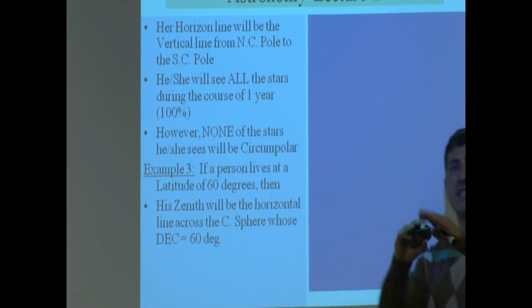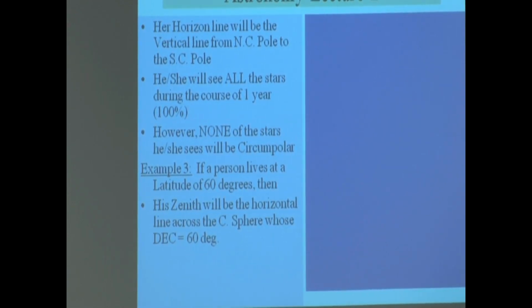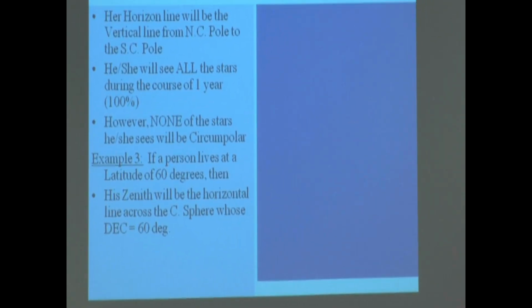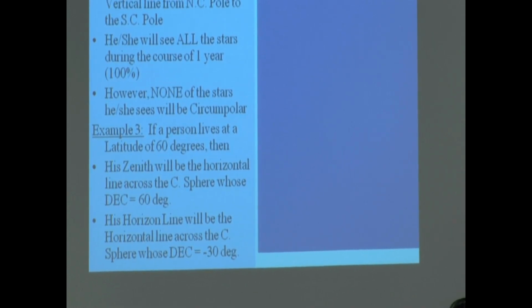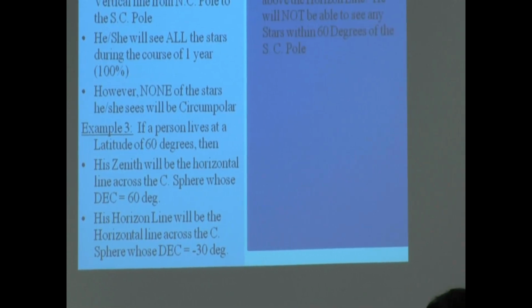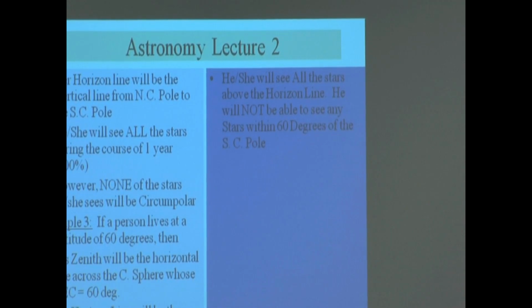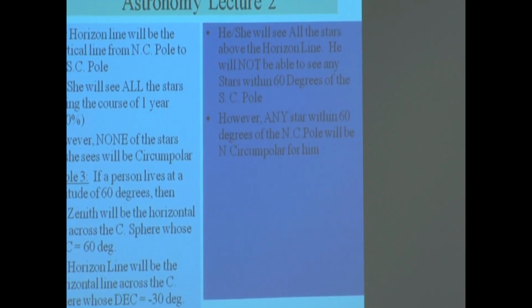Now what happens at mid-latitudes? If you live at a latitude of 60, then your zenith will be the horizontal line across the celestial sphere whose dec is 60. Your horizon line will be the horizontal line whose dec is negative 30. She will see stars, only the stars above the horizon line. So basically, I'm just putting all this up at once.